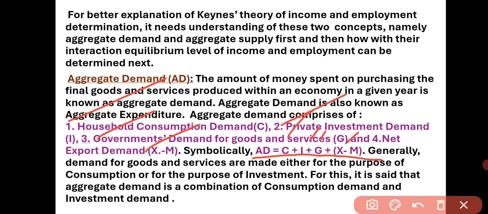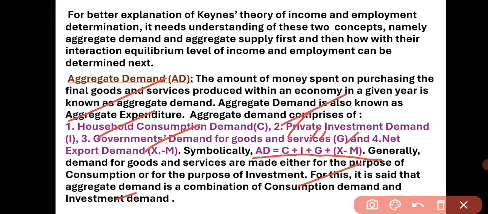And you see, generally demand for goods and services is made either for the purpose of consumption or for the purpose of investment. Why do we need goods and services? Either for consumption or for investment, right? So it is said that aggregate demand is a combination of consumption demand and investment demand. In short, AD comprises four components, C plus I plus G plus X minus M.